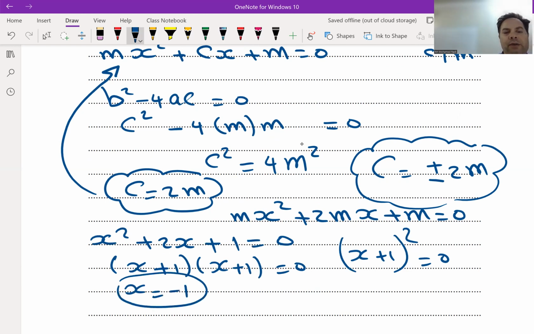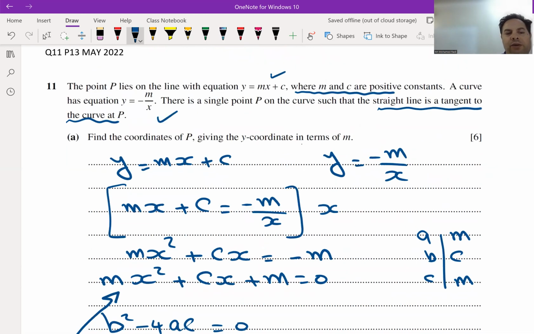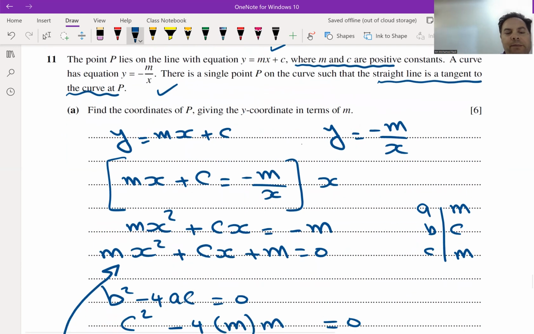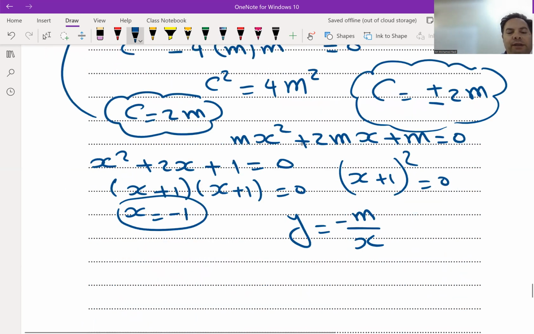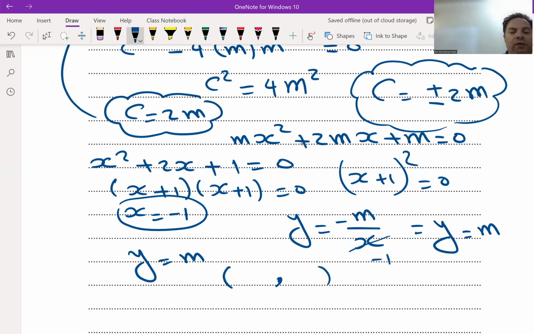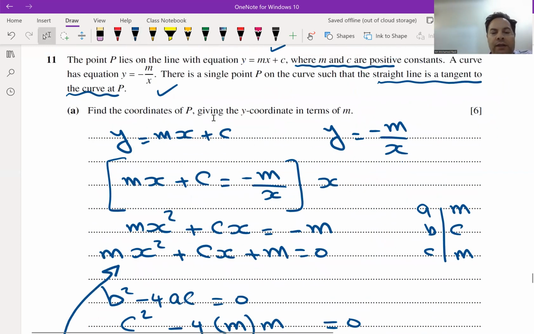After finding x, you can find y from this equation or this equation. I will use the second equation, y equals minus m over x. Where x now is negative 1, so negative over negative is positive, so y is equal to m. As asked, write your answer with y in terms of m. So the point P will be minus 1 and m. This is the first part: find the coordinates of P, giving the y coordinate in terms of m.